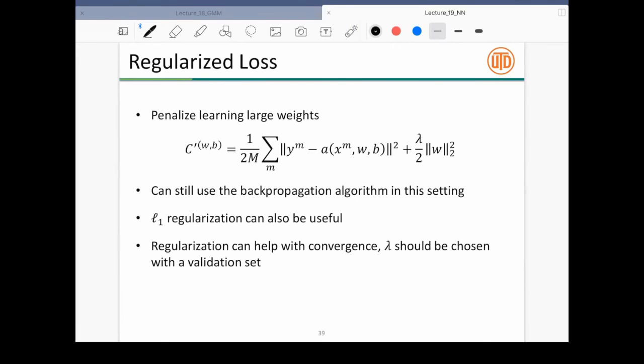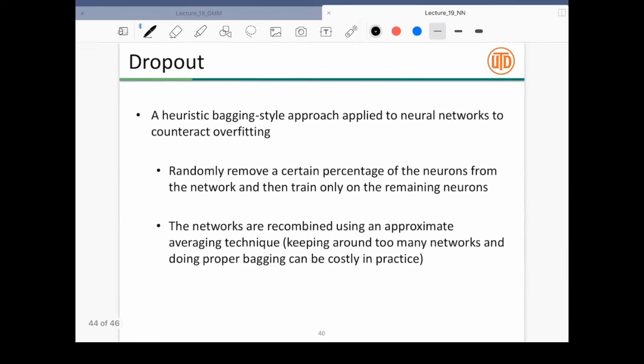Regularization, right? You can regularize the weights at every layer, and you can still use back propagation because this regularization is layer by layer, right? You can also do L1 regularization to make it sparse, etc. And lambda should be chosen with a validation set, right? So this is all standard; we have seen this even before. There is one more heuristic that is used in deep learning.